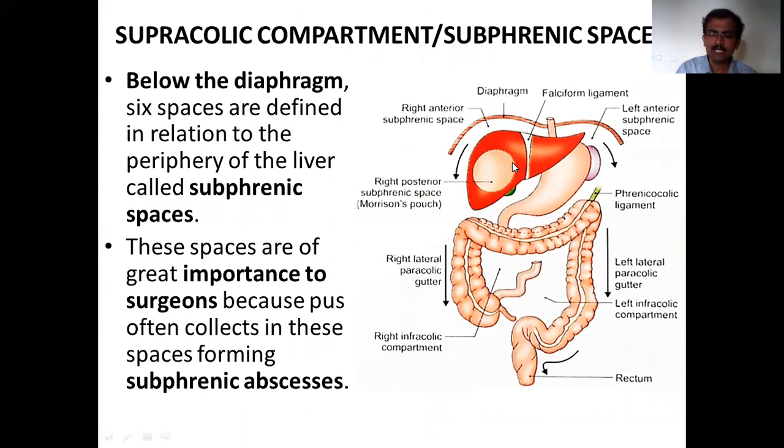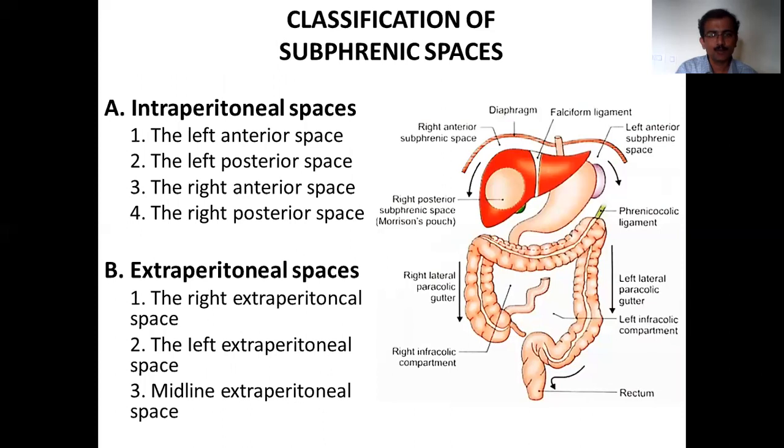These are of clinical importance, especially to the surgeon, because pus gets collected in these spaces, and those pus collections are called subphrenic abscesses. So, what are those subphrenic spaces?